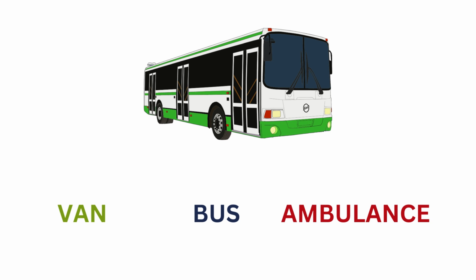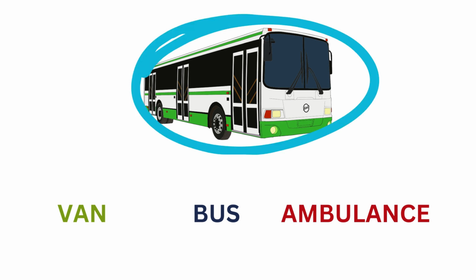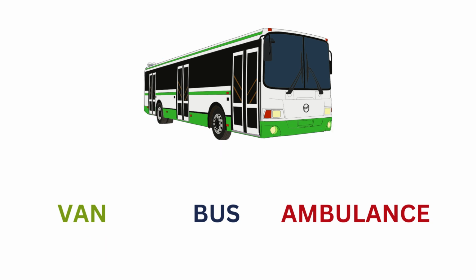Now look at this picture. The words below are V-A-N, van. B-U-S, bus. A-M-B-U-L-A-N-C-E, ambulance. Which word matches this picture? कौन सा word इस picture के साथ match होता है? The correct word is bus.